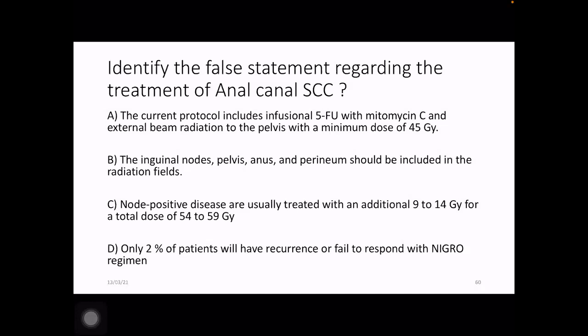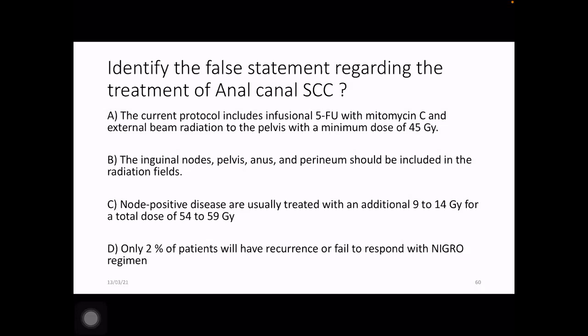True. Yes, wonderful. So the point you should remember is that the inguinal nodes are a regional node for anal canal carcinoma, and therefore they should be included in the radiation field. Okay, and option C: node positive disease is usually treated with an additional 9 to 14 gray for a total dose of 54 to 59 gray.